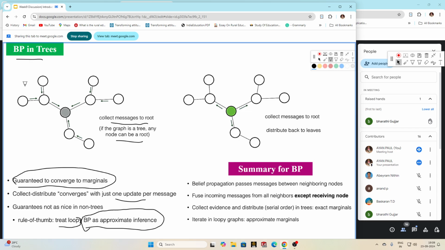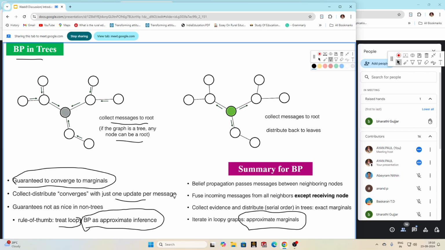But when you have a loopy graph, the messages keep on iterating again and again. So it will always converge to an approximate marginal and not the correct marginal. That is the conclusion of belief propagation when we apply it on a tree. Any doubt in this?